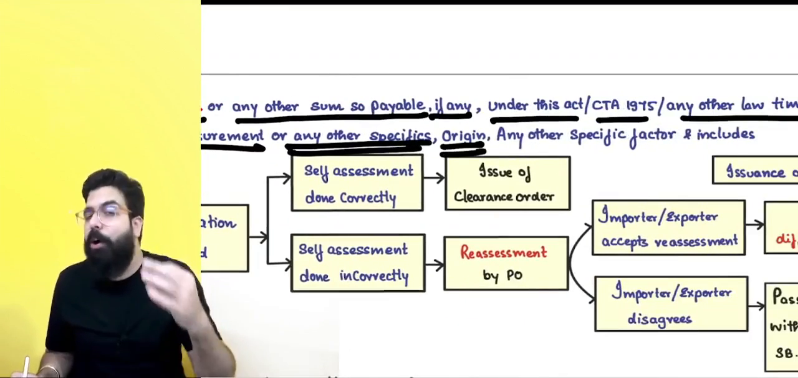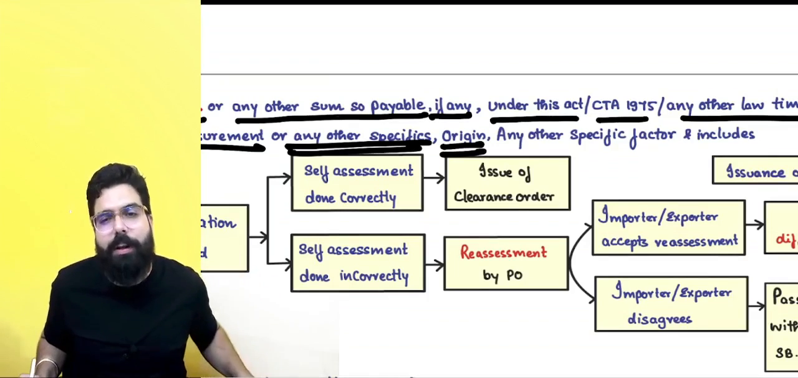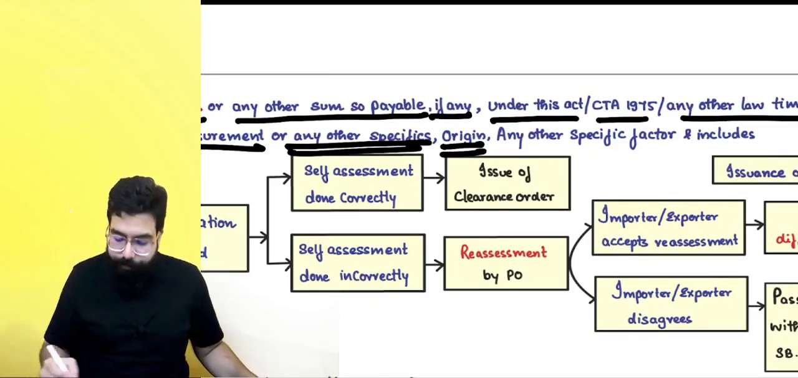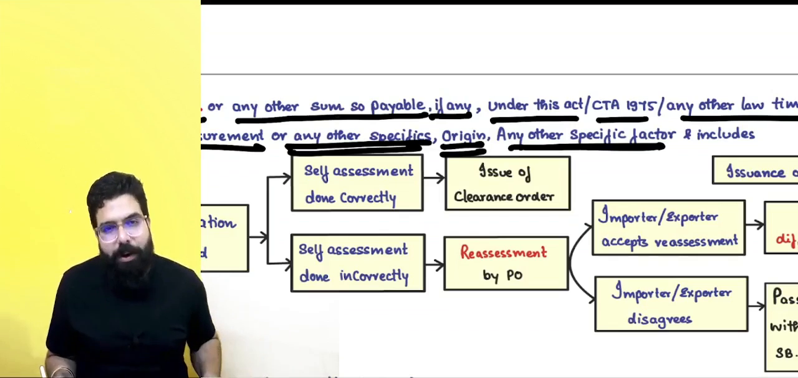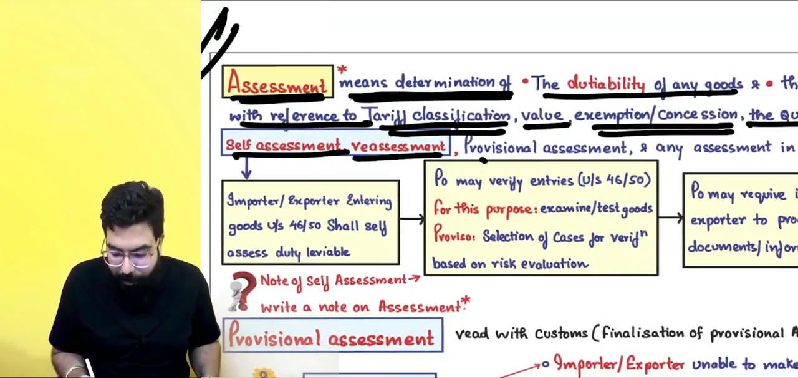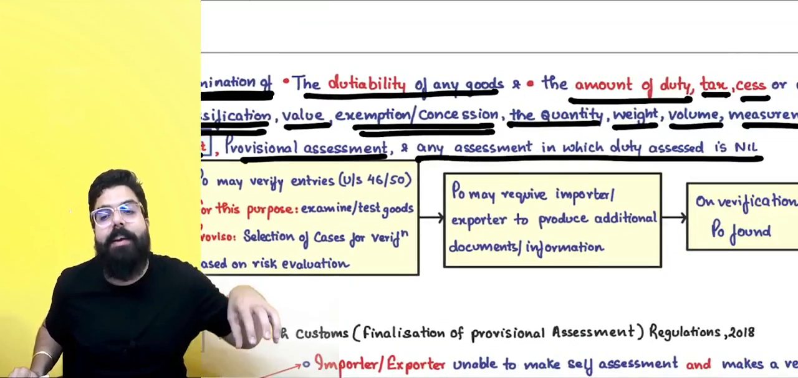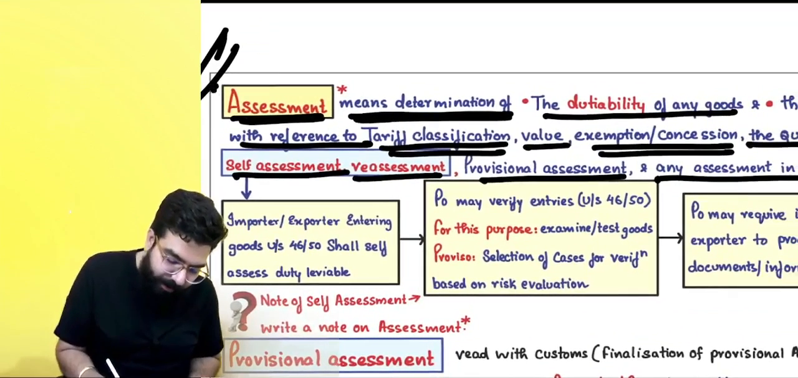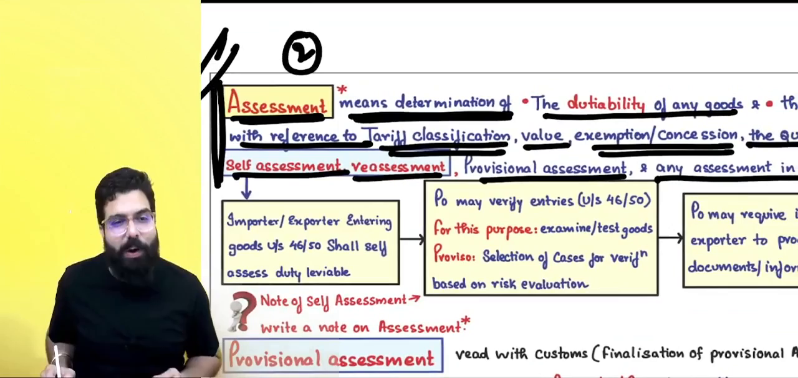Why, sir? Because if the goods have originated from a favored nation, then you can get a preferential rate of duty if you have the certificate of origin, or any other specific factor shall also be referred by you. And it includes self-assessment, reassessment, provisional assessment, or any other assessment where the duty assessed is nil. So this is the definition of assessment. They can ask you a small question: write a short note on assessment.